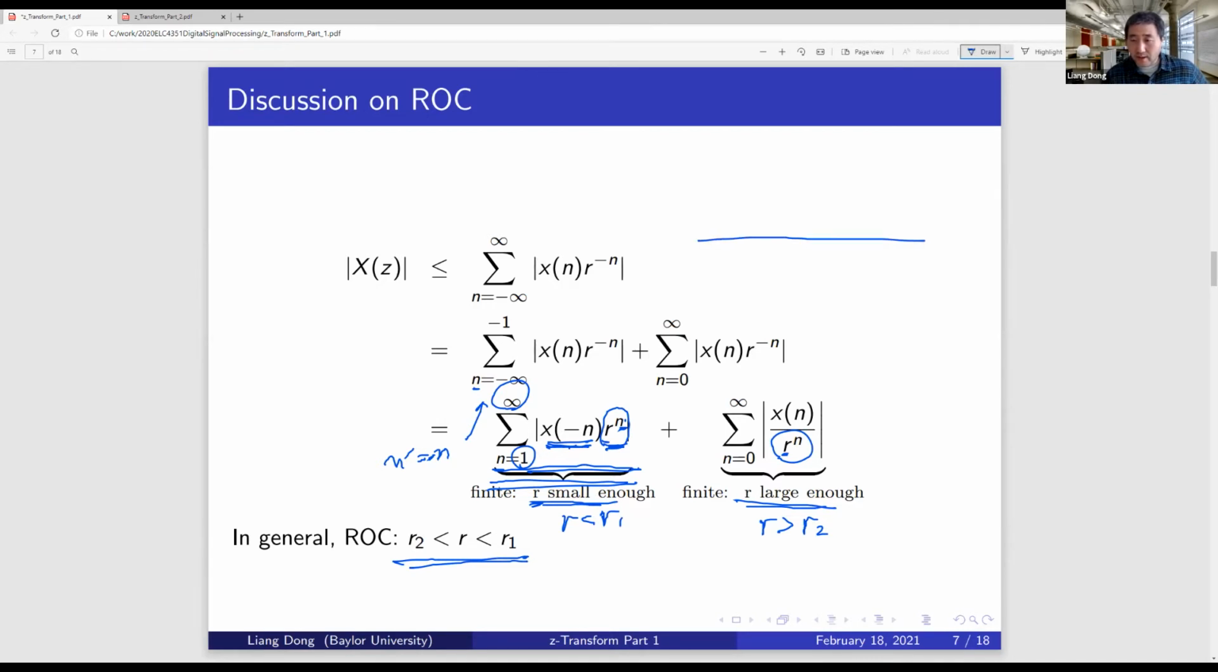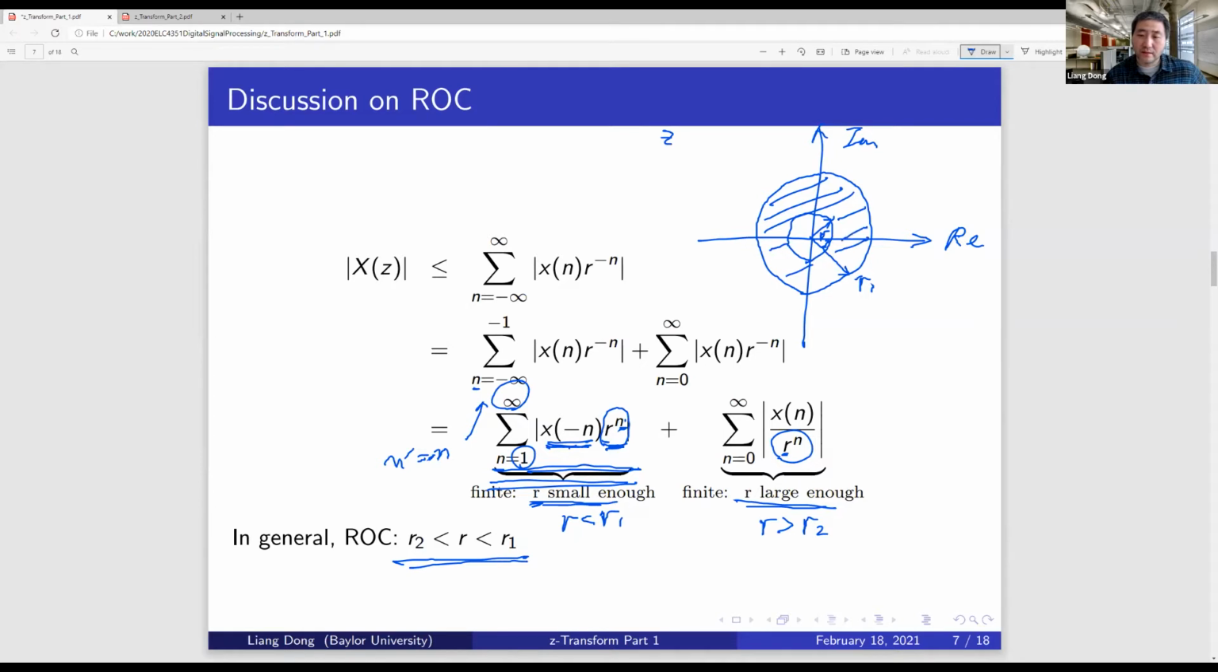So in a complex plane, what does that mean? In a complex plane, that's the Z plane. Real part, imaginary part. So in general, the region of convergence looks like this. I have a circle with radius of R2 here, the smaller one. I have another circle here with the radius of R1. So the region of convergence in general looks like this.